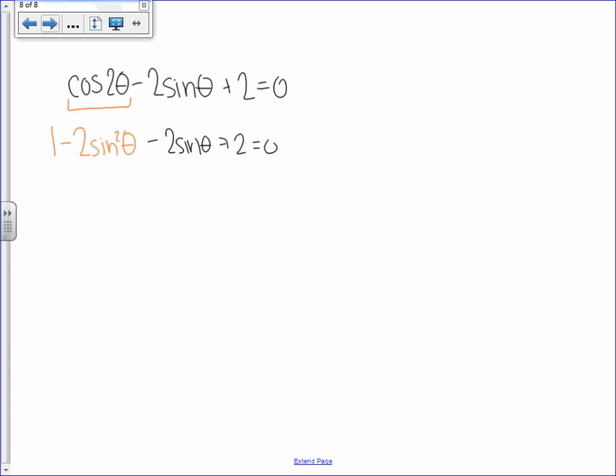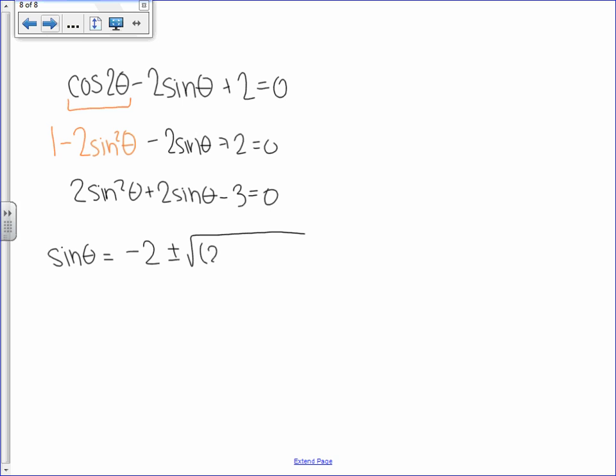So we can simplify this, move everything over. So I'll have sine squared theta plus 2 sine theta, I'll subtract the 2, and then I'll subtract the 1, minus 3 is equal to 0. And this one does not factor, so we would have to use the quadratic formula. So sine theta would equal negative b, so -2, plus or minus the square root of b squared minus 4ac all over 2a. Be careful, your c is -3.